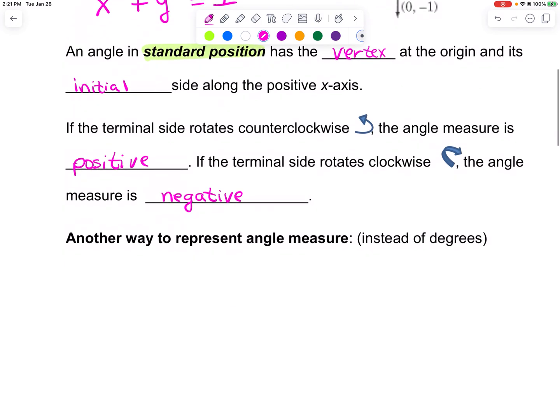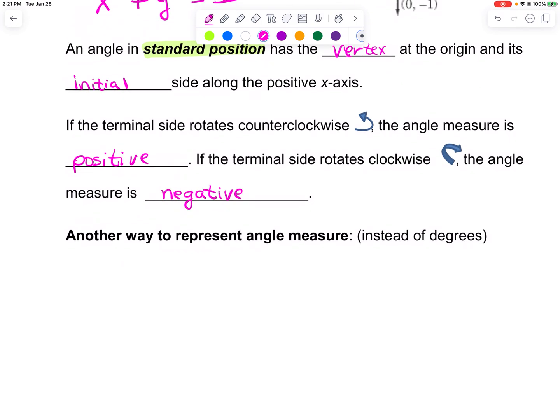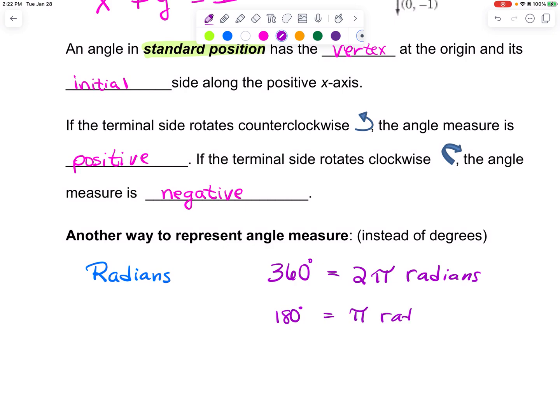Now, we talked about this briefly the other day. Another way to represent angle measures, instead of degrees, is called radians. Now, think of a full circle. A full circle is 360 degrees. In radians, it actually equals 2 pi radians. Therefore, halfway would equal 1 pi. We'll call it rad.